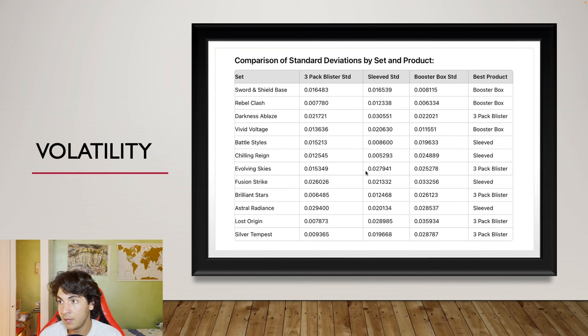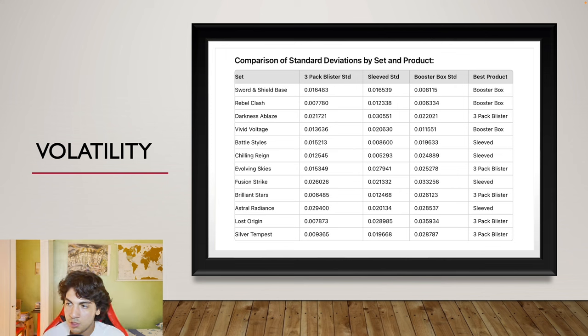So once again, same thing, I won't go over that again. Best product, so the one with the lowest volatility. Booster boxes for Sword and Shield base and Rebel Clash. 3-pack blisters, once again, for Darkness Ablaze. So it looks like the booster box for Darkness Ablaze was useless. I'm just kidding. Vivid Voltage booster boxes, sleeved for Battle Styles and Chilling Reign. 3-pack blisters for Evolving Skies. Fusion Strike, sleeved. Brilliant Stars, 3-pack blisters. Astral Radiance, sleeved. And then for Lost Origin and Silver Tempest, once again, 3-pack blisters.